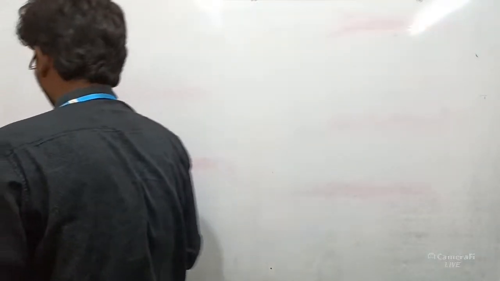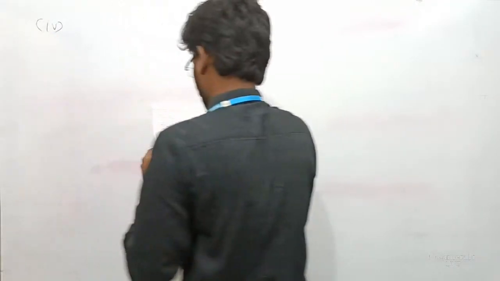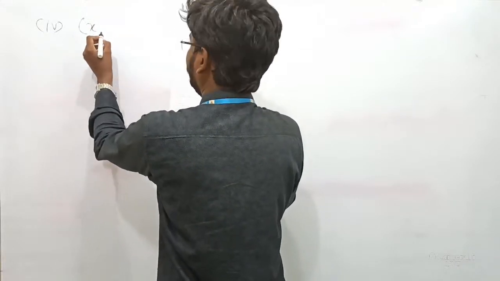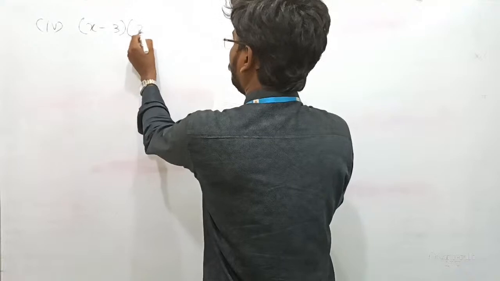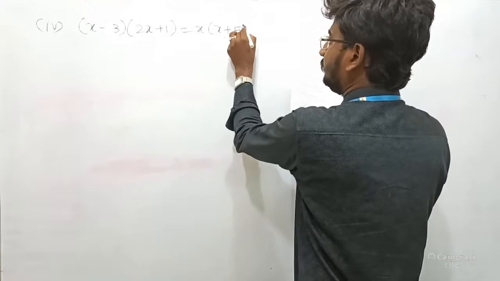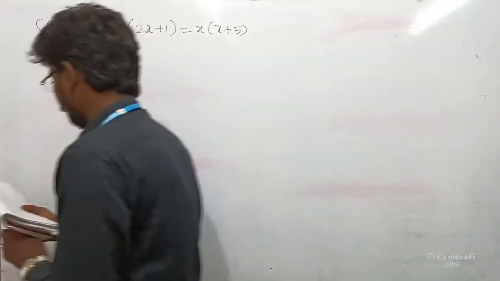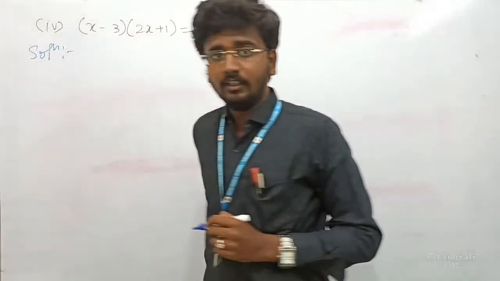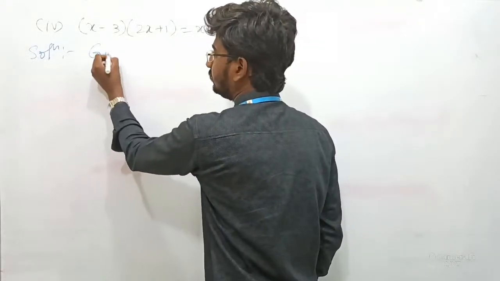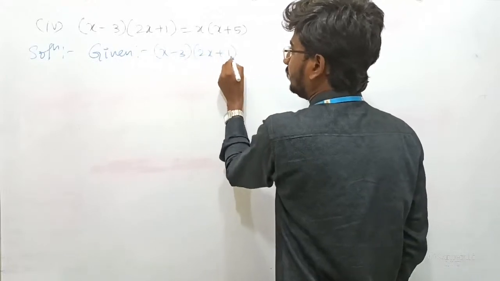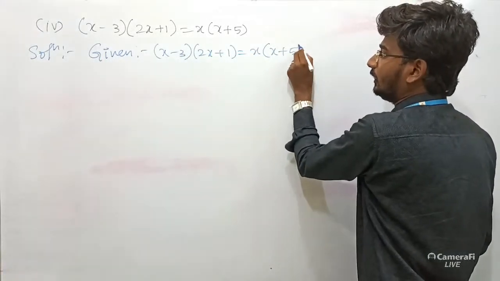Now coming to problem number 4. The question is x minus 3 into 2x plus 1 is equal to x into x plus 5. Now coming to the solution. Given: x minus 3 into 2x plus 1 is equal to x into x plus 5.